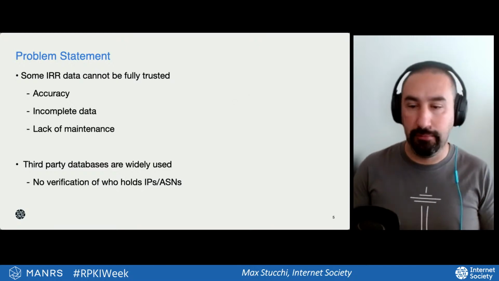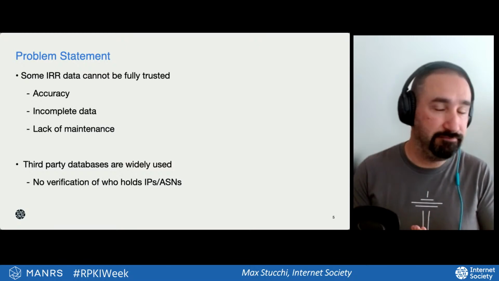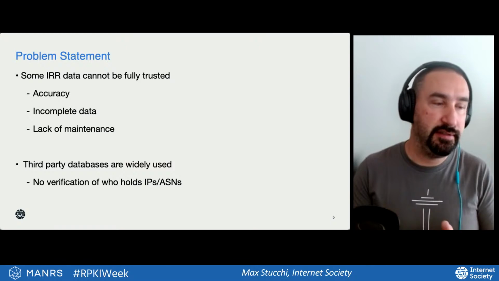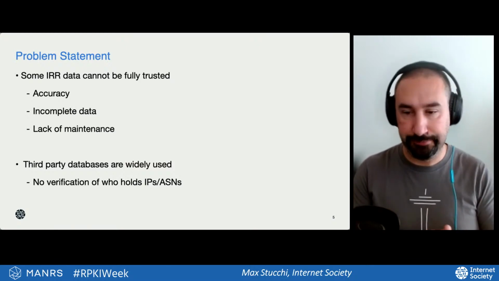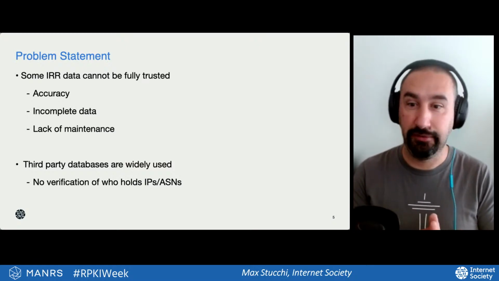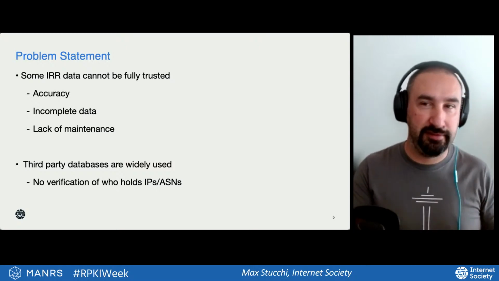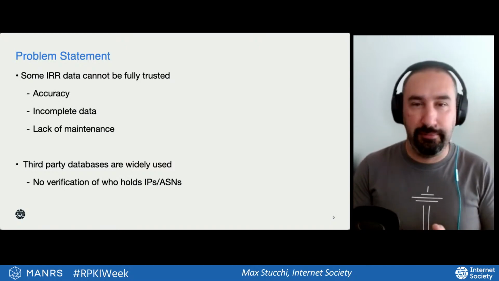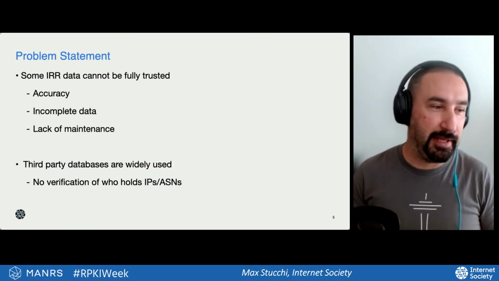But there is a problem with these external databases. Some of this IRR data cannot really fully be trusted. Some of it lacks accuracy, some of it is incomplete, and there is lack of maintenance. If you followed yesterday's presentation about tools, I presented two tools, and I told you that some of the libraries in there are shared by the tools. One of them is to check the validity of root objects.